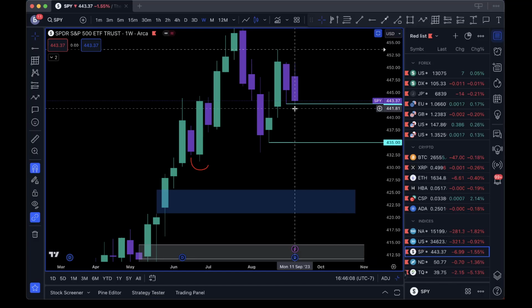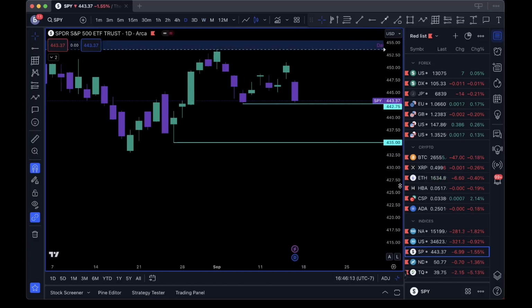If we can sweep the liquidity on the daily below 442.75, our next level on the daily time frame is going to be 435. How long it takes to get there, I don't know. But we have this candle pattern right here. This is absolutely bearish. We had a swing low right here that we have closed below. I would like to see us close below that level right there.